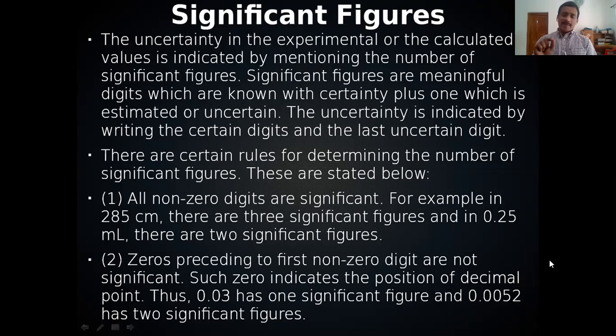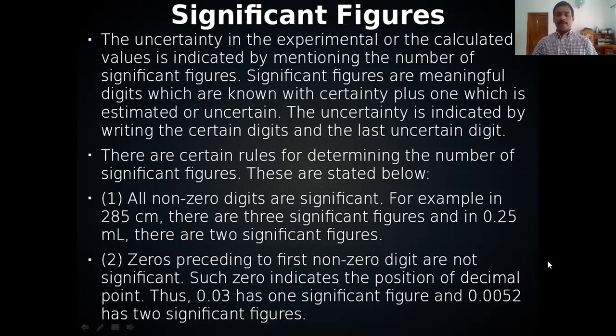So 181 centimeter or 1.81 meter, the last one is uncertain, isn't it? Maybe slightly more than 1.81 or slightly less than 1.81. One is uncertain. So in the case of measurement, there is such an uncertainty related to the last digit always. And by considering this fact, the concept of significant figures developed.